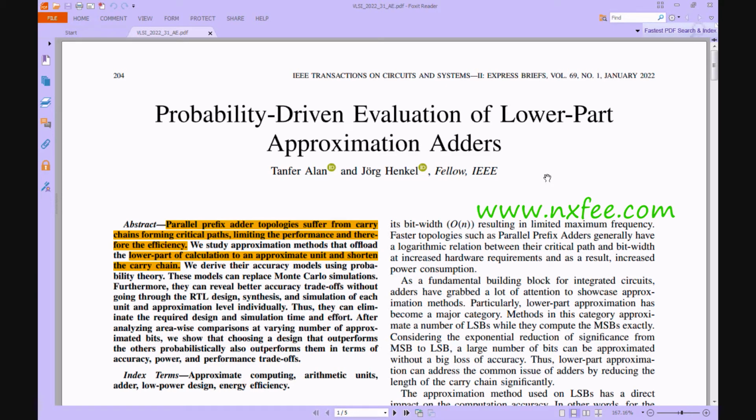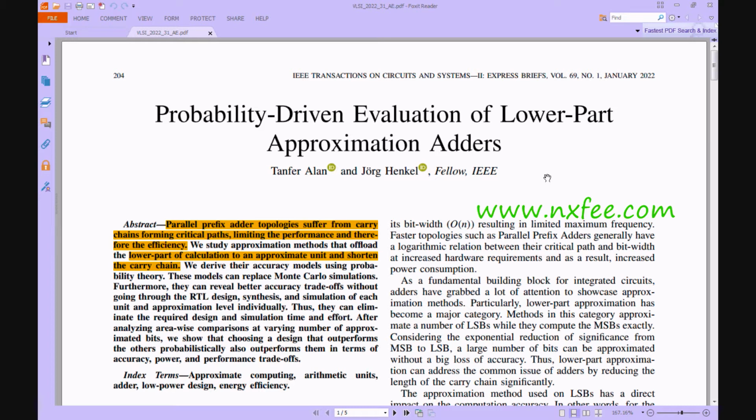Here we are discussing a project, the probability driven evaluations of lower part approximation adders. Here, the carry chains may sometimes represent critical paths in parallel prefix adder topology, which can restrict speed and efficiency. We examined several approximation strategies that reduce the length of the carry chain by offloading the lower part of the computations to the approximation unit.